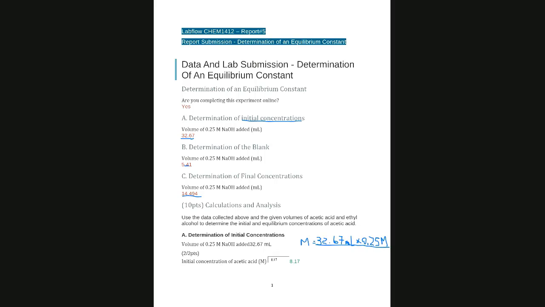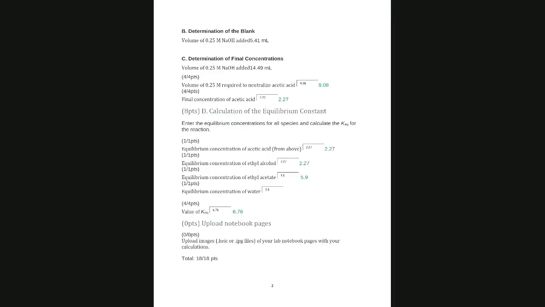And what is the volume? You look at your procedure and you will see that you take a sample of 1 ml. When you do that calculation, you're going to obtain that the initial concentration of acetic acid is 8.17. Then, what else you have to do? You have the volume of the blank. That is given. You didn't do the titration.